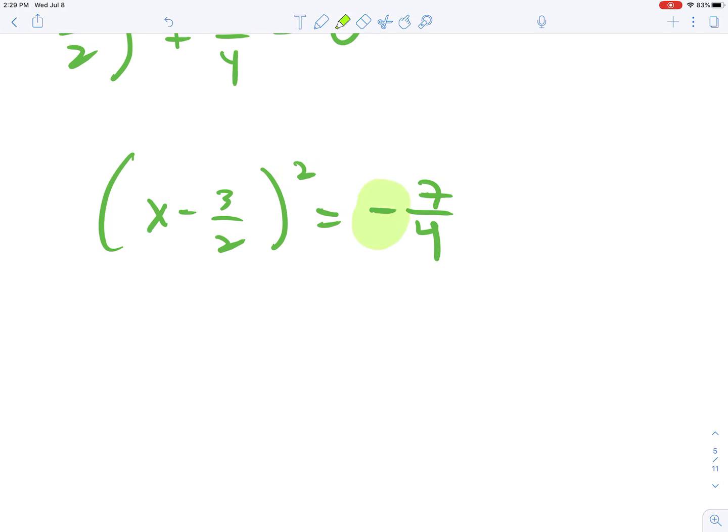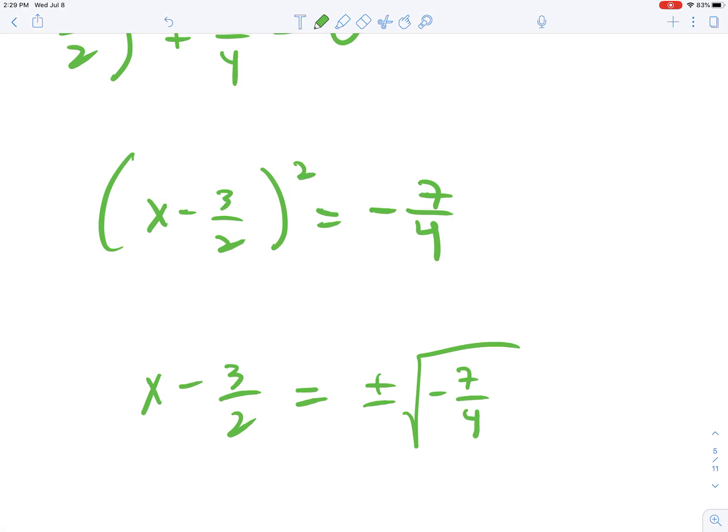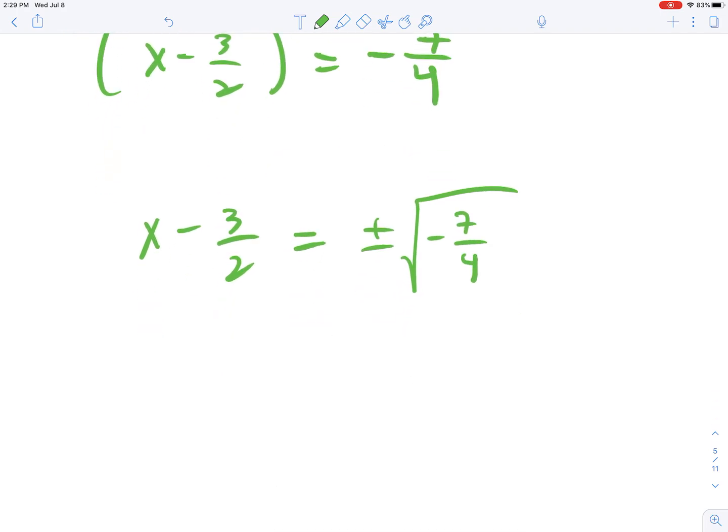Okay, so now isolating the x minus 3/2 squared on the left-hand side of the equation. Okay, notice that we have negative 7/4 on the right-hand side of the equation. So when we take the square root here, we're going to end up having x minus 3/2 equals plus or minus the square root of negative 7/4. And you guys know that when you take the square root of a negative number, it actually represents an imaginary number. So let's see, we're going to be able to simplify this a little bit too.